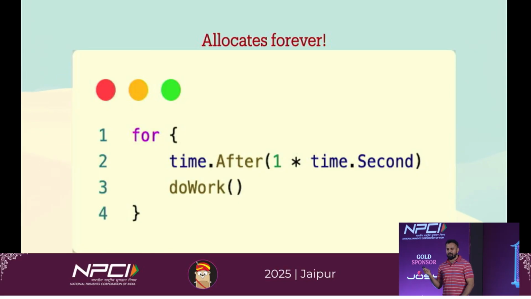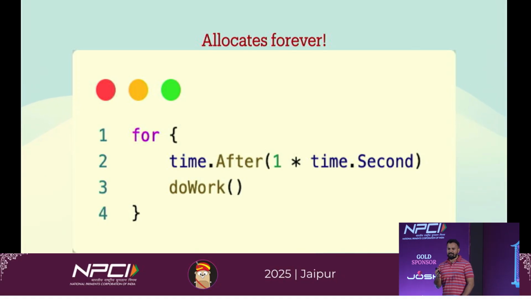So, moving on to the next slide. Allocates forever. If you see the snippet here, you have an infinite for loop running, and then you have a time.After, which spins up a timer. So basically, this is trying to trigger the doWork method periodically, right?